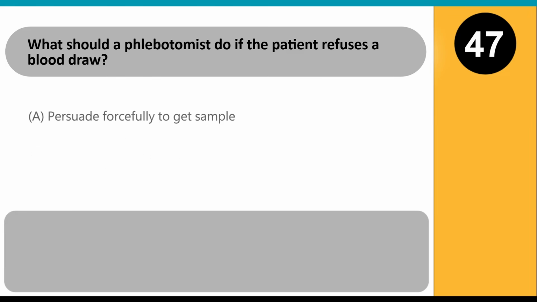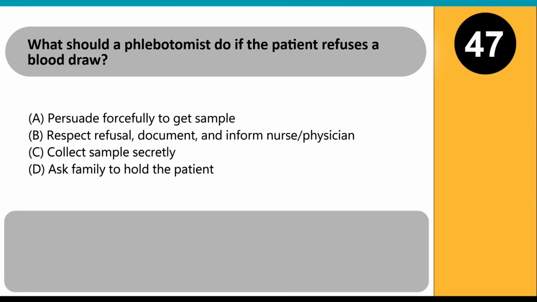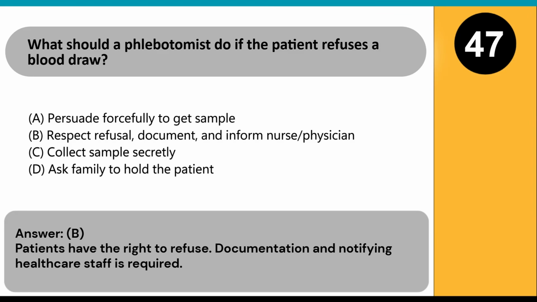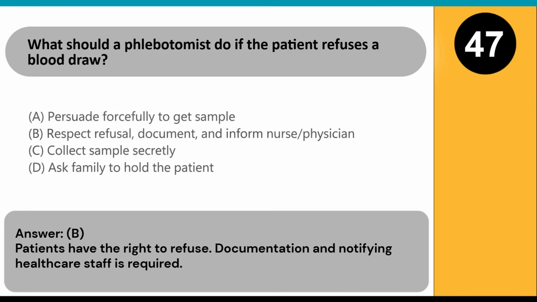What should a phlebotomist do if the patient refuses a blood draw? A. Persuade forcefully to get sample. B. Respect refusal, document, and inform nurse/physician. C. Collect samples secretly. D. Ask family to hold the patient. Answer B. Patients have the right to refuse. Documentation and notifying healthcare staff is required.